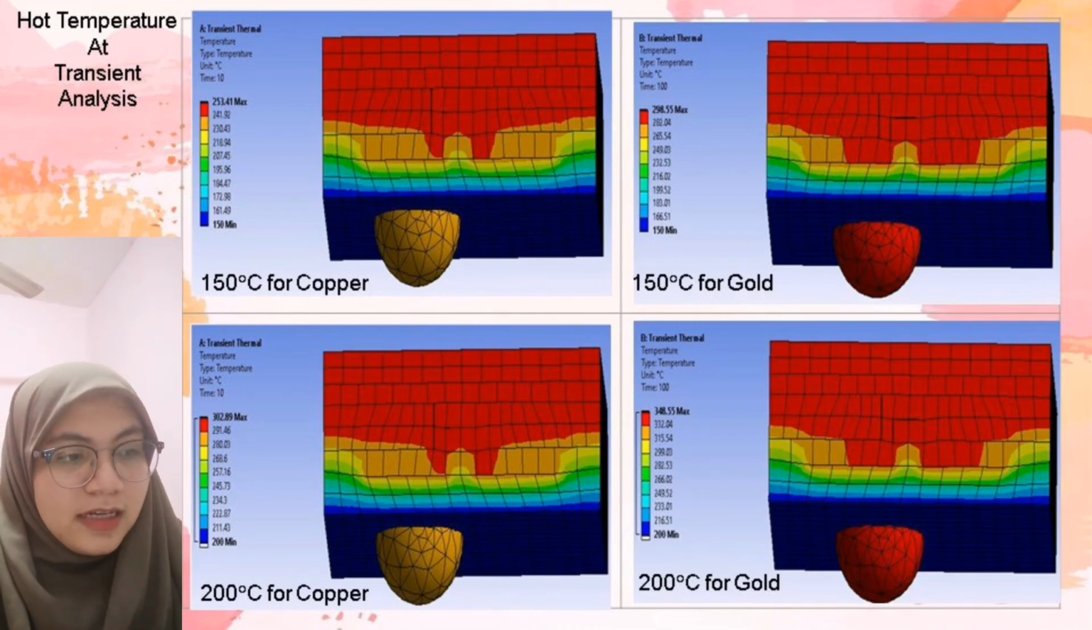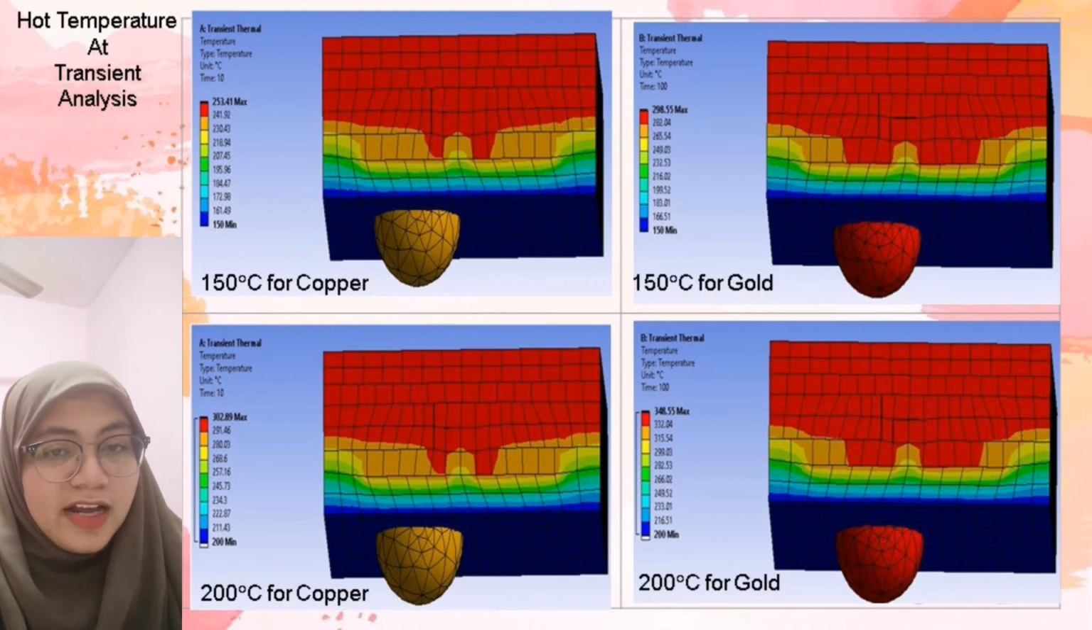While for the copper, for 200 degrees Celsius applied, we can see a very high temperature of 302.89 degrees Celsius. And lastly, for 200 degrees Celsius applied to the gold, the reading shows 348.55 degrees Celsius.